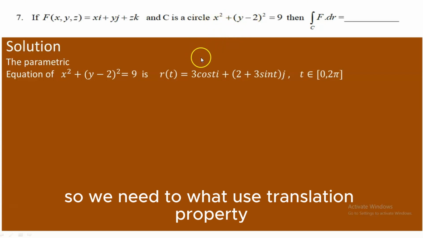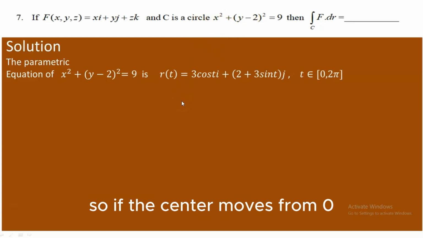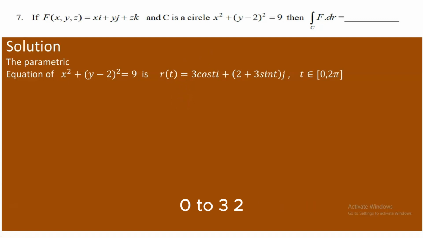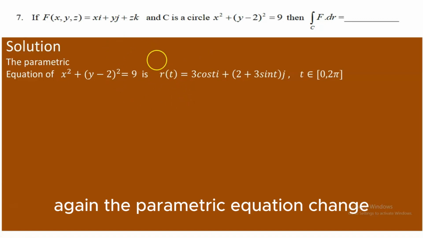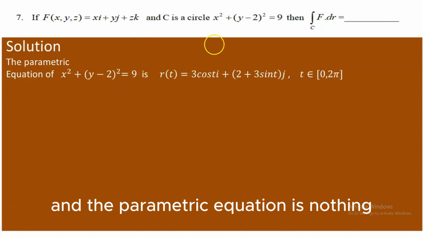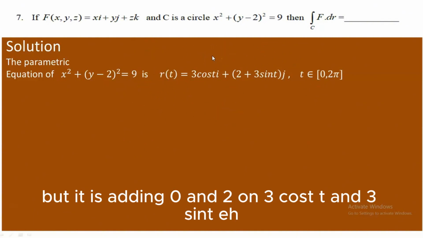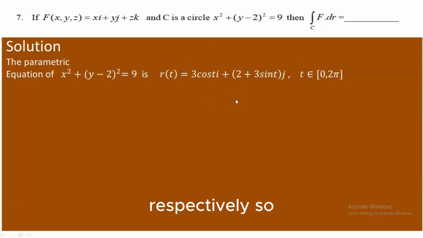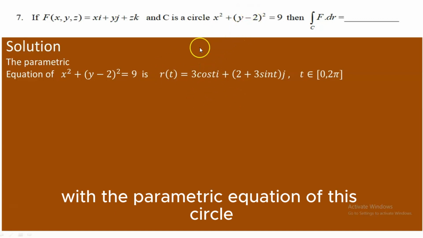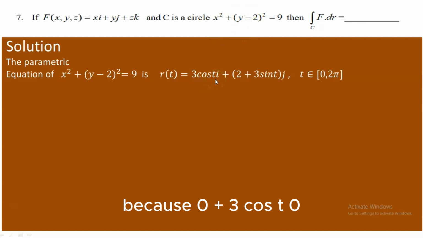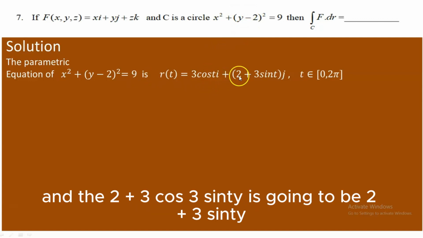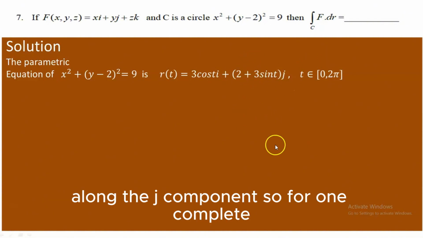So we need to use the translation property. If the center moves from (0, 0) to (0, 2), the parametric equation changes by adding 0 and 2 to 3 cos t and 3 sin t respectively. So you will finally arrive at the parametric equation of this circle: 3 cos t i, because 0 plus 3 cos t is 3 cos t, and 2 plus 3 sin t along the j component.